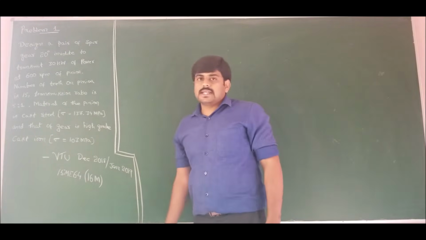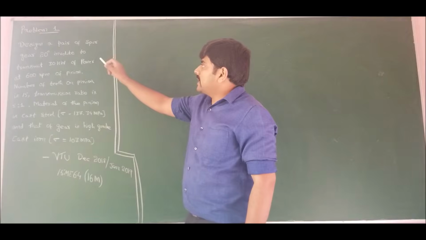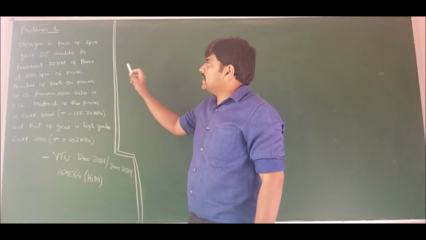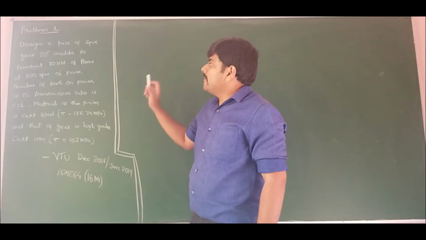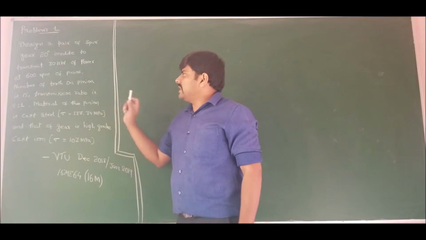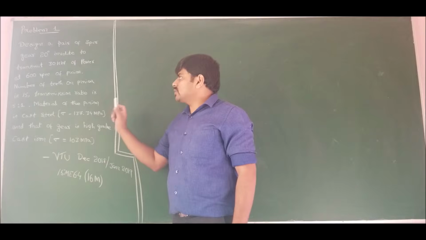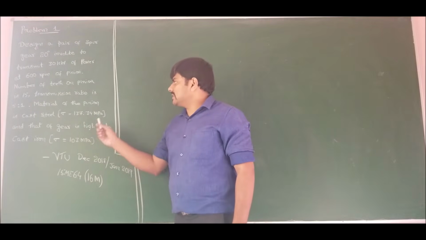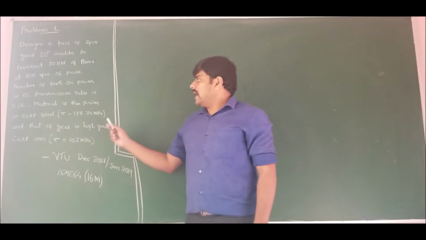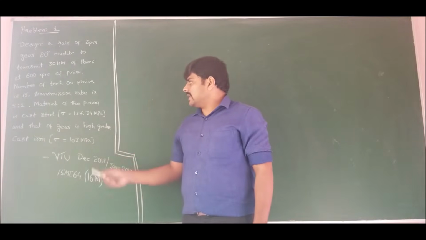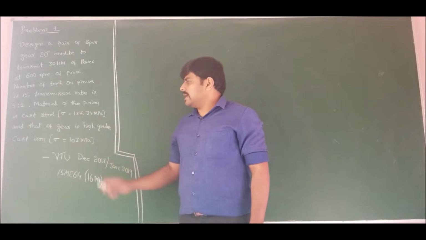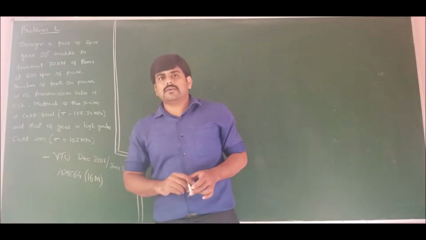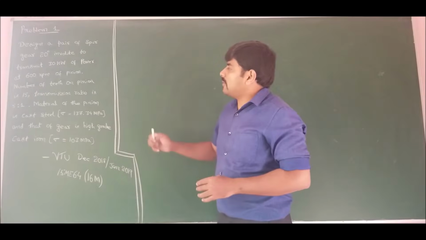Problem number 1 states: design a pair of spur gears, 20 degree involute, to transmit 30 kilowatt of power at 600 rpm of pinion. Number of teeth on pinion is 15. Transmission ratio is 5:1. Material of the pinion is cast steel whose static strength is 137.34 MPa, and that of gear is high grade cast iron whose static strength is 103 MPa. This question was asked in the VTU examination December 2018, January 2019. Let us solve this problem.